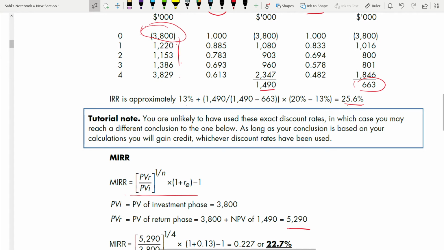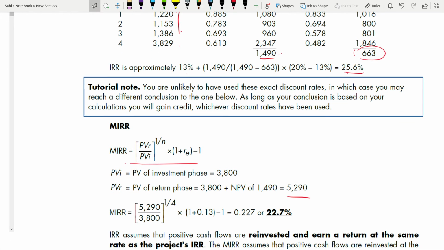In short, net present value, you are getting 1490, and your initial investment you are getting 3,800. If you add both, you will get the present value of the return phase, which is 5290. So this you can use.